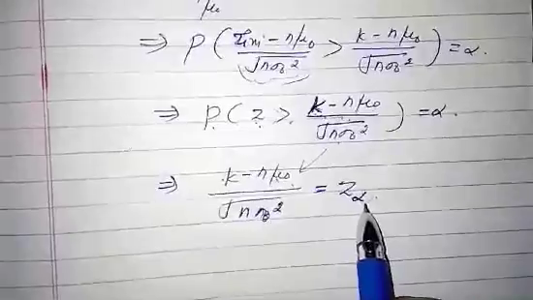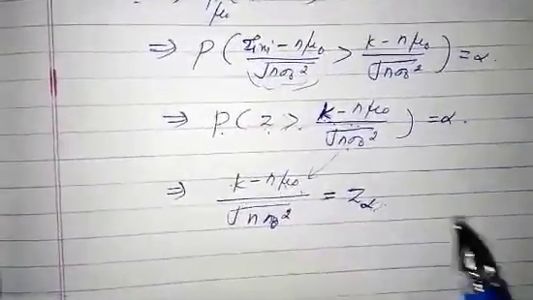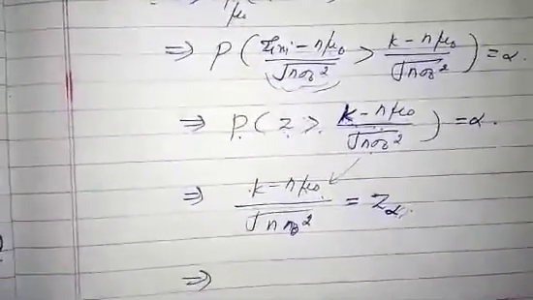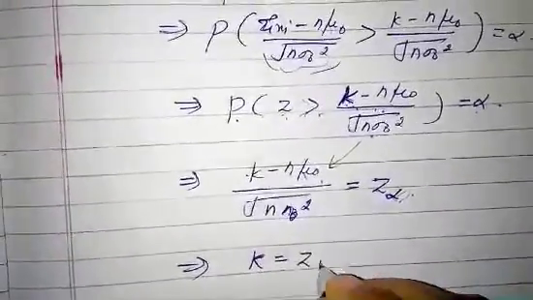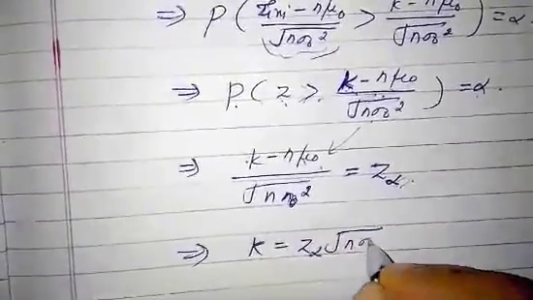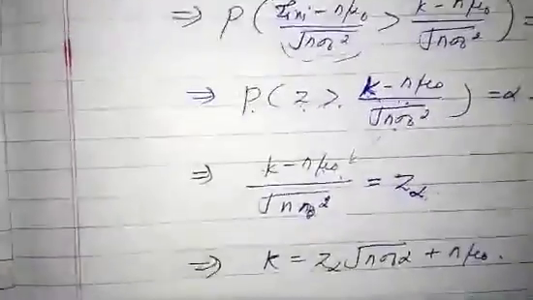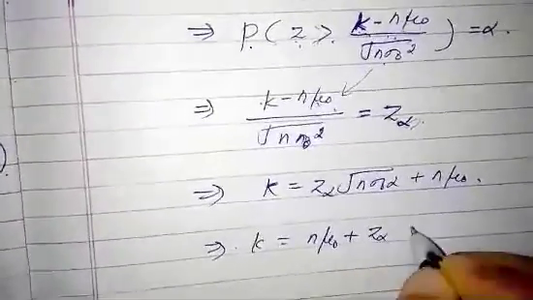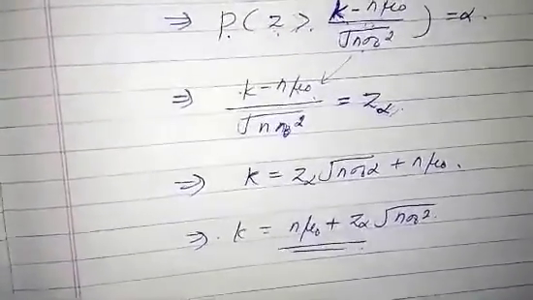Understood? Then we have to find the k value. So k equals z alpha times square root of n sigma naught square, plus n mu naught. That is, k equals n mu naught plus z alpha into square root of n sigma naught square. This is the value of k here.